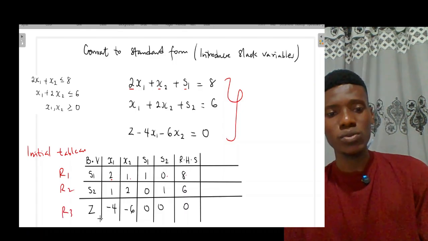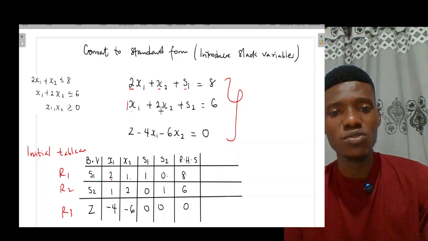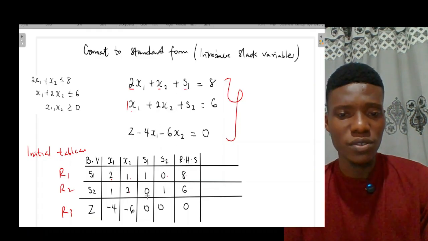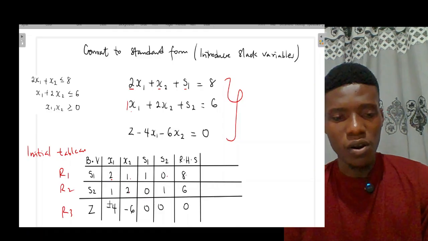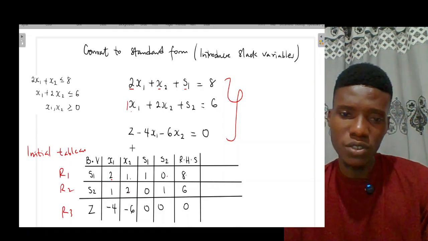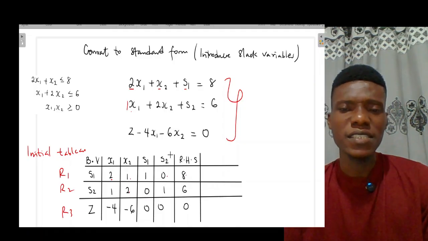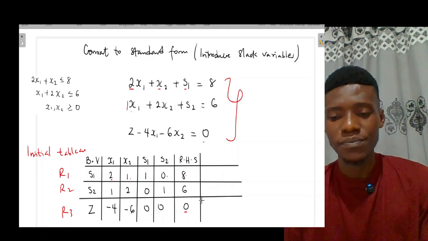Now, in row 2, the coefficient of x1 here is 1, and the coefficient of x2 here is 2. There is no s1 here, so it's 0. The coefficient of s2 here is 1, and the right hand side is 6. All right, then we have row z. You can call it row z or row 3. The coefficient of x1 here is minus 4, and the coefficient of x2 here is minus 6. Then there is no s1, there is no s2, and the right hand side is 0.